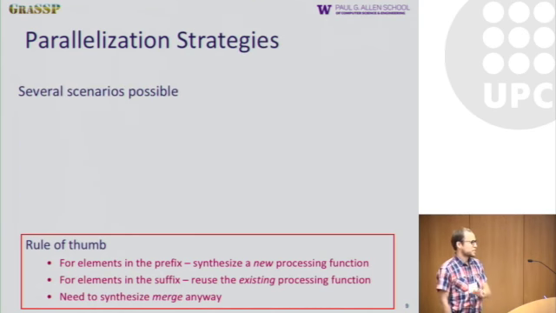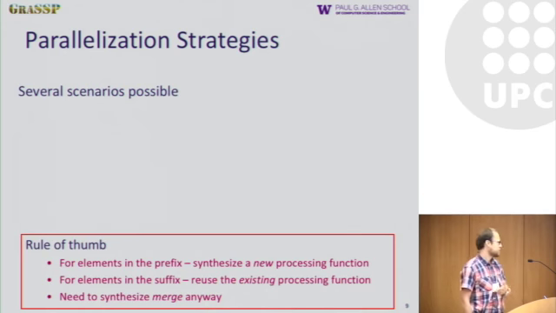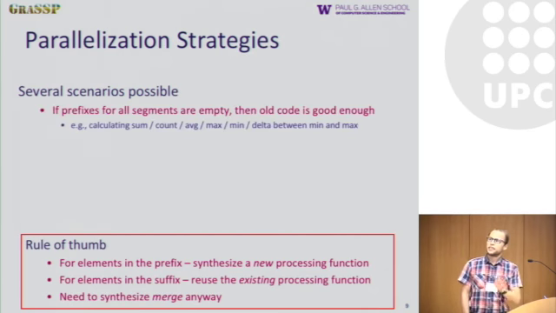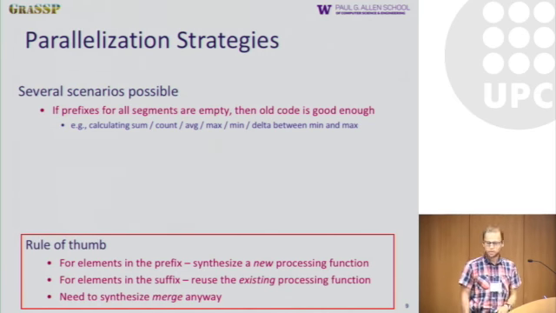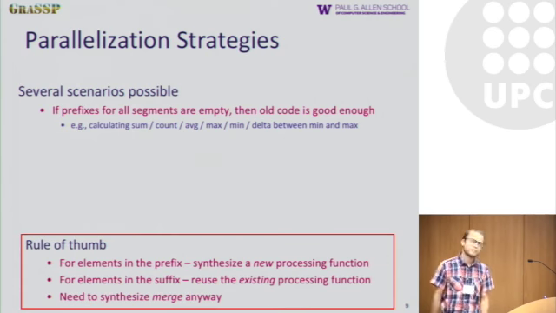And these three things give rise to three parallelization scenarios which we consider in our paper. The first strategy is the case where all prefixes, for all data, are empty. Well, what should we do in this case? Looking at the red box, no empty prefix, no new processing function. So the original processing function, which is given as the spec, is good enough. We just need to synthesize merge.